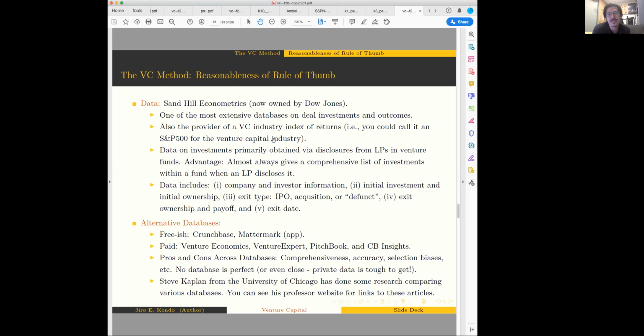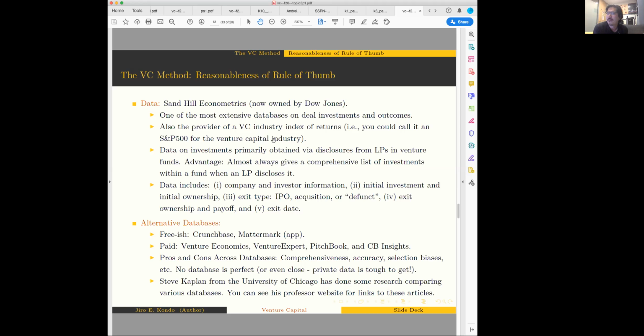So look, as I said, I use Sandhill Econometrics. There are other databases out there. You've got kind of, okay, I say free-ish, but that actually tells you something about free databases. Crunchbase is no longer free. It used to be free, so I need to update these slides. And Mattermark was free. They went kaput because they didn't make enough money. So these free models don't seem to be that permanent, I guess, now that I think about it.